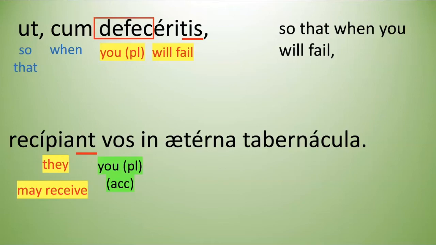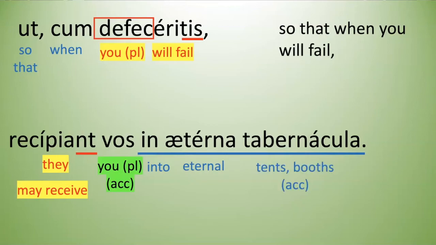And finally, we have this prepositional phrase, in aeterna tabernacula. In we've seen before, it can translate as in or into, depending on the case that follows it. Tabernacula is in the accusative, therefore in is going to translate as into. Aeterna is an adjective, and you can see the word eternal. It's pretty clear in there. Into, eternal. And tabernacula actually translates as tents or booths.